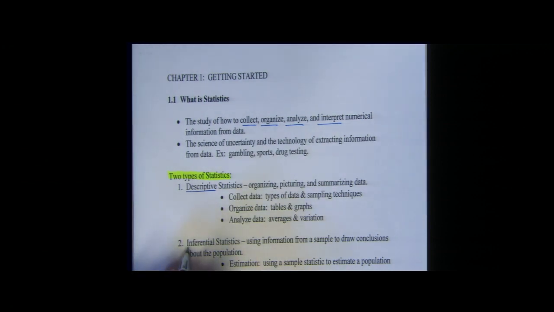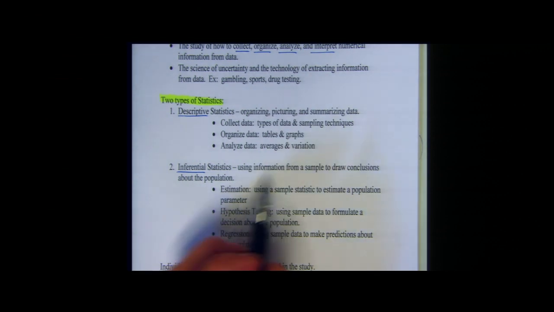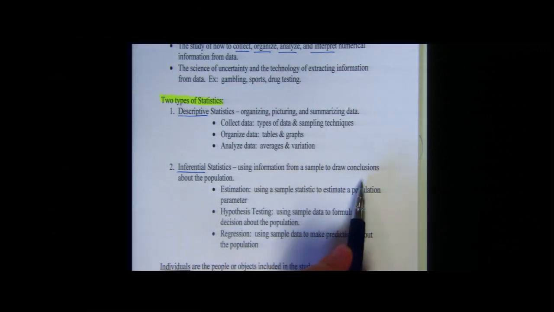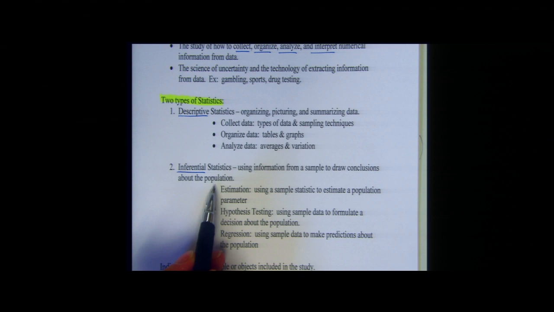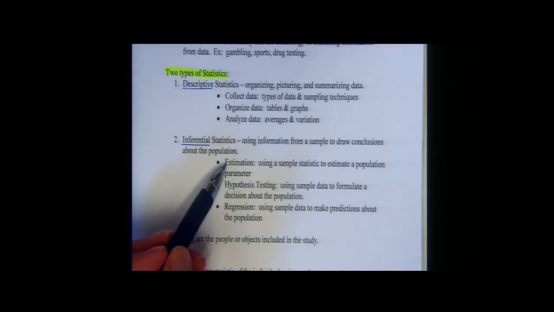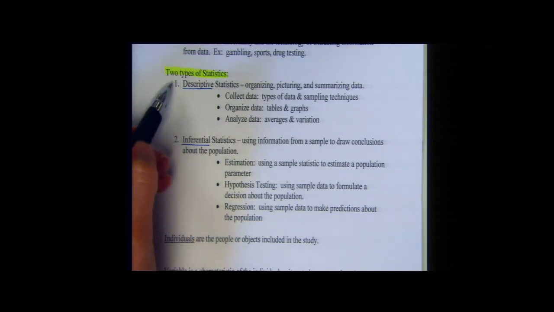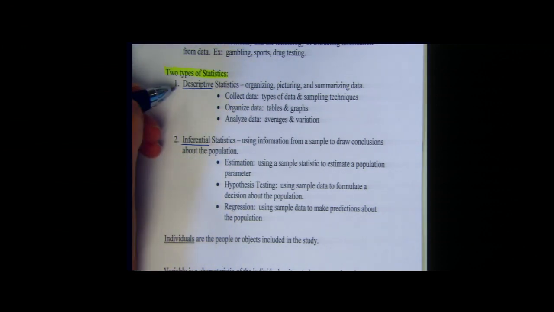And then as the semester goes on, we'll get into what is called inferential statistics. And inferential statistics is when you use information from a sample to draw conclusions about the population. And here in a minute, we'll be looking at definitions for population and sample. Some types of inferential statistics are estimation, hypothesis testing, and regression. So if you're asked what are the two types of statistics, you need to know that there's descriptive and inferential.